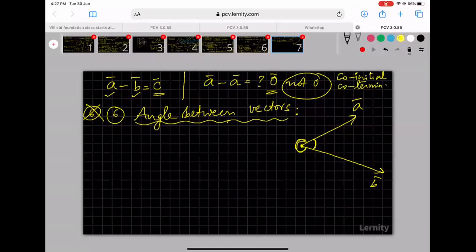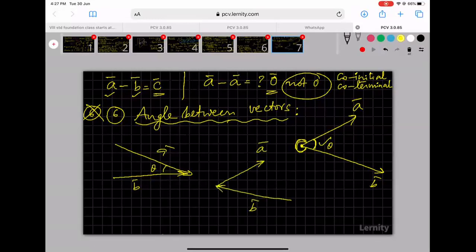So when you draw two vectors as co-initial vectors or co-terminal vectors, then the smaller angle formed between them is called the angle between vectors. What does it mean? Say for example, this is a bar and maybe this is b bar. And because you have drawn them co-terminally, this would be the angle between vectors. Let me call that theta.